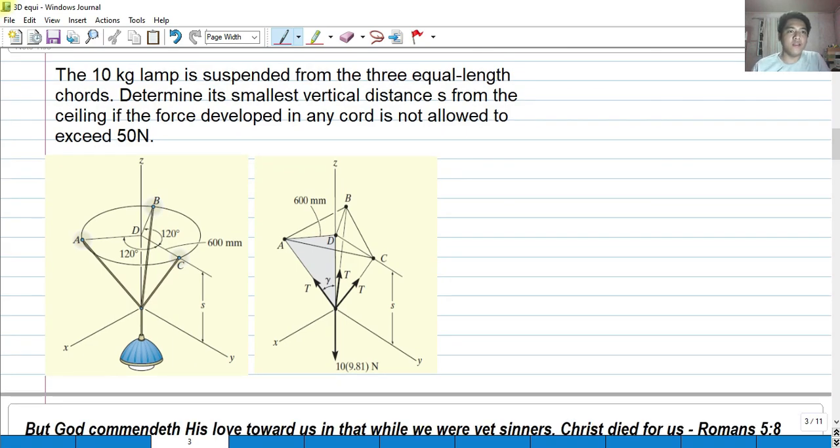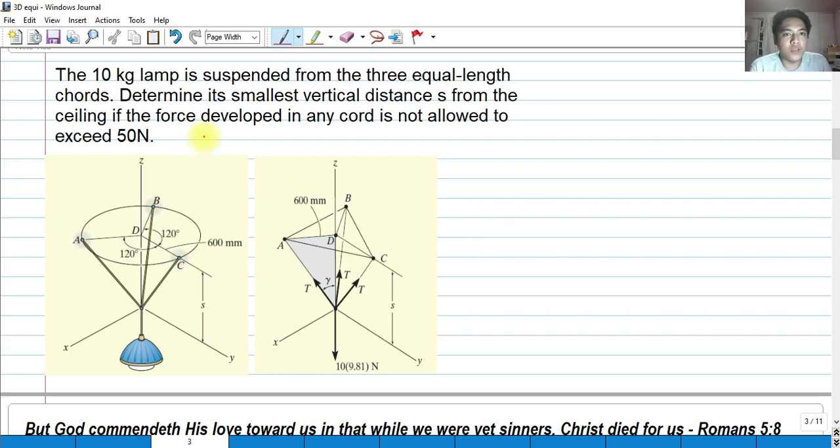So we have the 10 kilogram lamp suspended from 3 equal length cords. So this is the lamp suspended from 3 equal length cords. Determine its smallest vertical distance S here from the ceiling. This is the ceiling. Smallest vertical distance from the ceiling, if the force developed in any of the cords C, B, and A is not allowed to exceed 50 newtons.